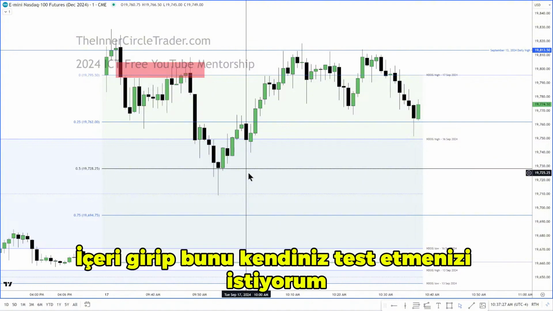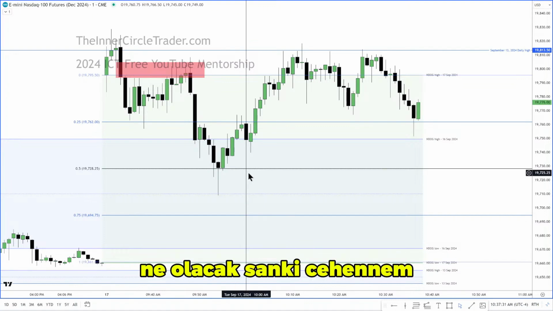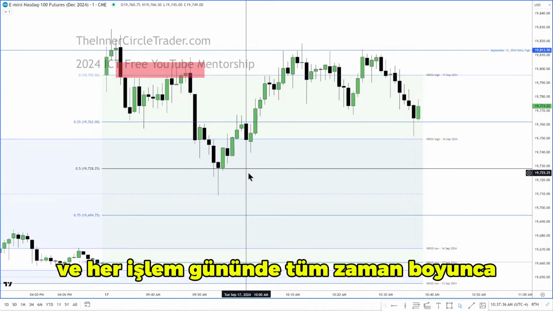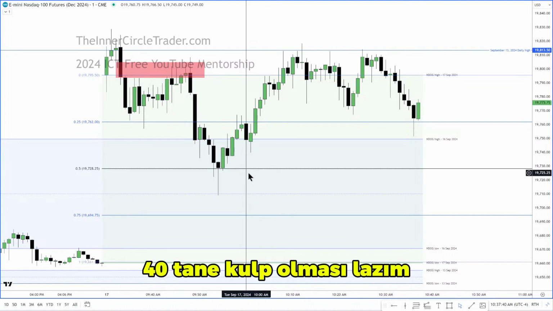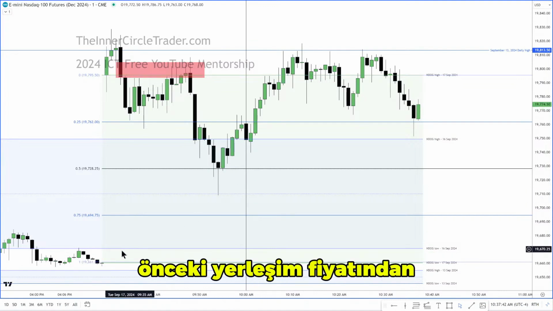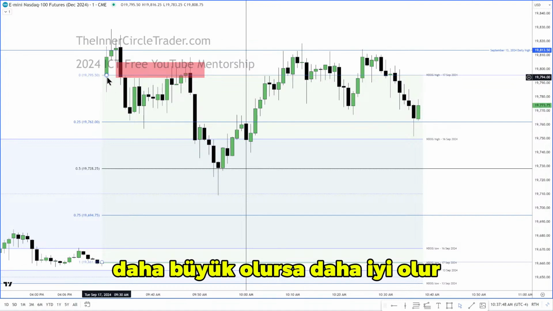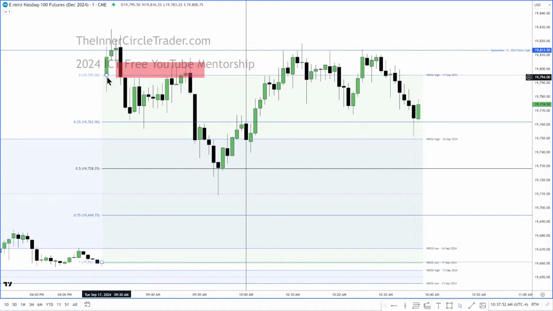I want you to go in and test it for yourself, because as soon as you see it, it's going to be like, what the hell? You've been trying to do all this other stuff, and the whole time, every single trading day, if these parameters are there, 40 handles or higher, there has to be 40 handles from previous settlement price to where we open first or more. It's better if it's larger.